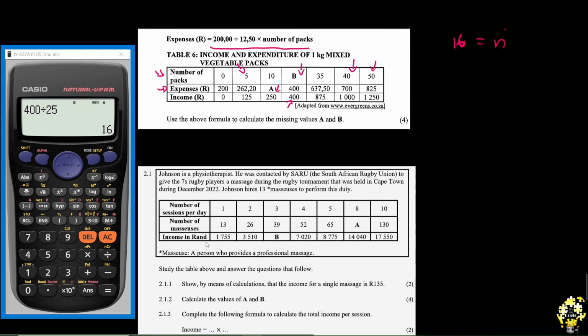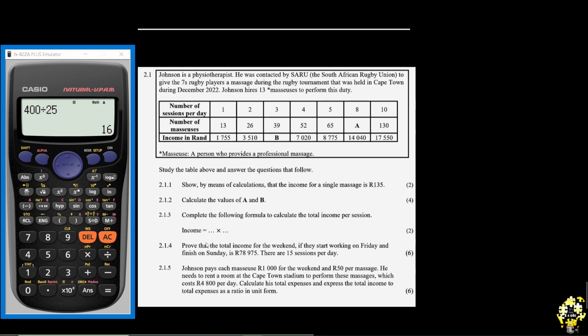Let's continue. Now we have 2.1. As you can see, things are starting to get slightly different. There are a lot of marks in this cost, income, expense structure. Johnson is a physiotherapist. He was contacted by the South African Rugby Union to give the Sevens rugby players a massage during the rugby tournament that was held in Cape Town during December 2022.